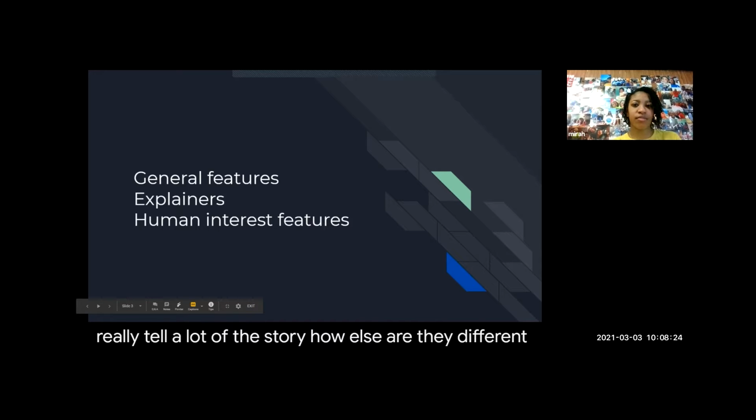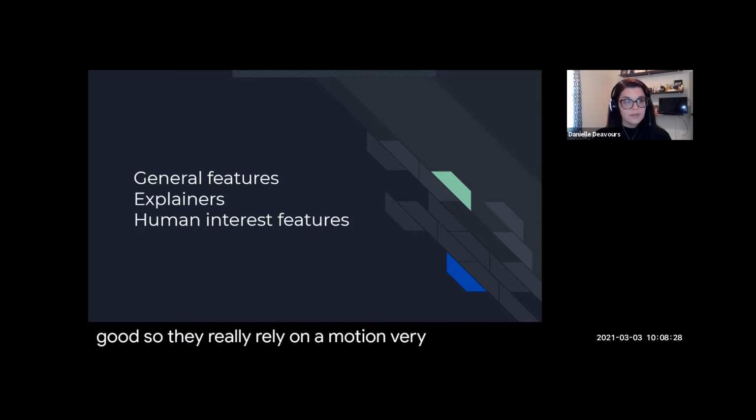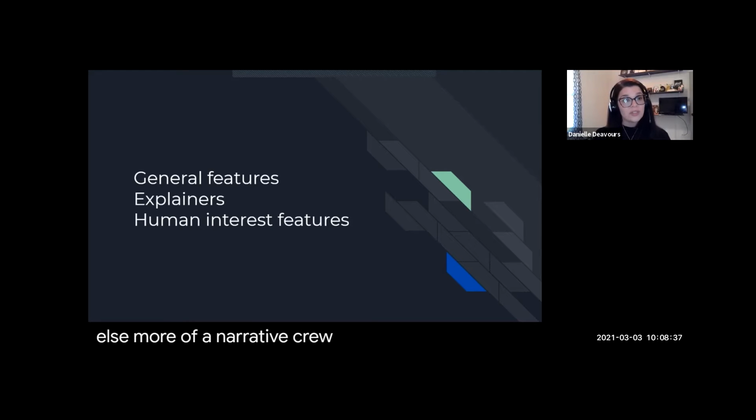They draw in more emotion. Good. So they really rely on emotion. Very good. What else? They're really story based, like Zoe said. They have more of a storytelling, narrative, creative structure. Instead of our inverted pyramid style, we can really organize them into different types of structures.